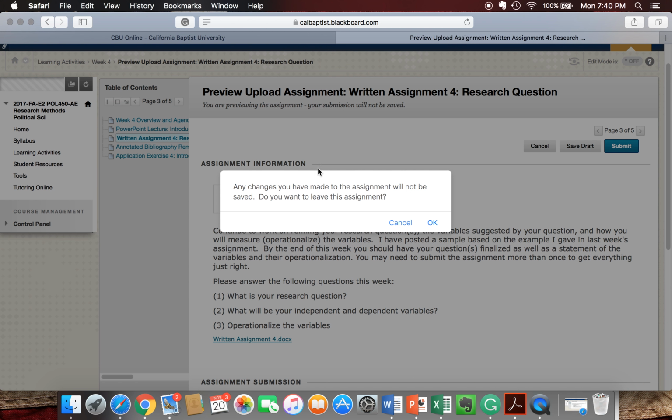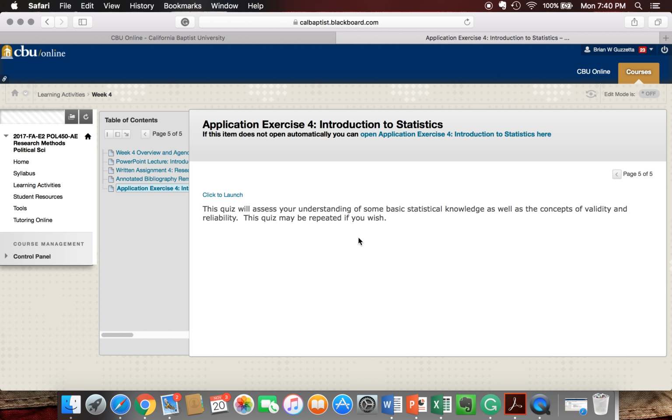And finally, we have our application exercise number 4. It's a quiz, and it's based upon the statistical knowledge and the concepts of validity and reliability. Remember, you can do this quiz once, get your feedback, and submit it again. And that builds upon our readings this week and the PowerPoint lecture. So you will have a lot of difficulty if you don't, but if you do, it will work out excellent for you. So that is a quick summary of what we have in week 4.